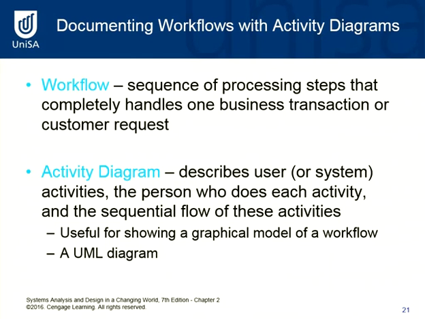So what's a workflow? It's a sequence of steps that we look at or carry out to conduct something, a business transaction or to handle a customer request. So the activity diagram, what is it actually showing? It's showing either the user or the system activities. It also identifies which person or people carry out those activities, and more importantly it also shows the sequence of the flow of the activities. Okay, so several things that are being shown. It is useful for showing a graphical model of workflow, and an activity diagram is a UML diagram.